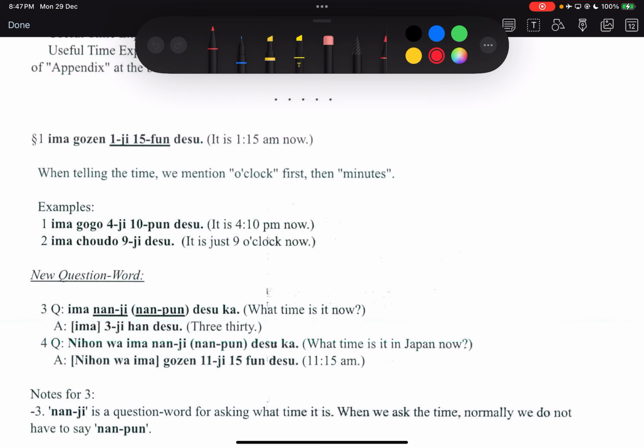Remember, it's not read as yon. It's not read as the wrong reading. It's read as yo-ji. Be careful of the reading. Then the 9 o'clock will be ku-ji, 9時, instead of the other reading. 9時.